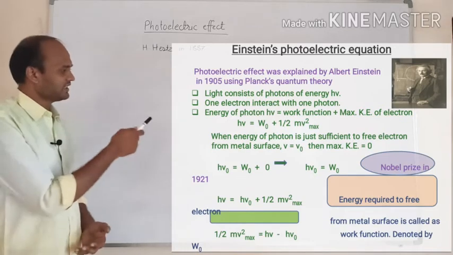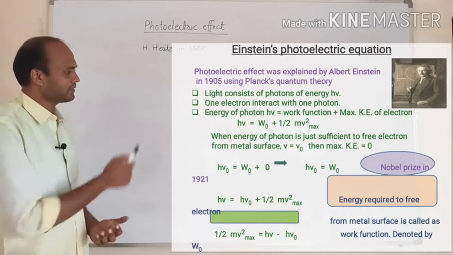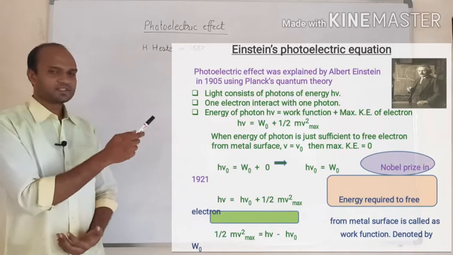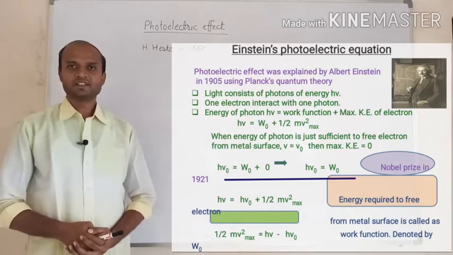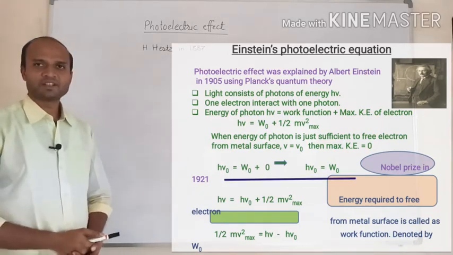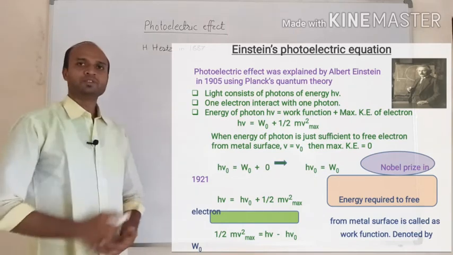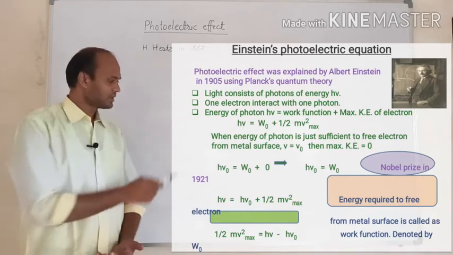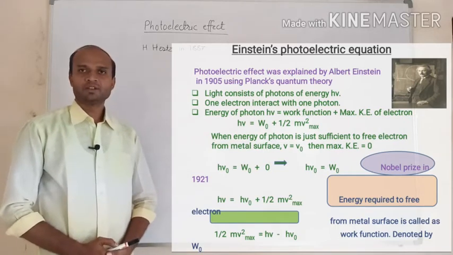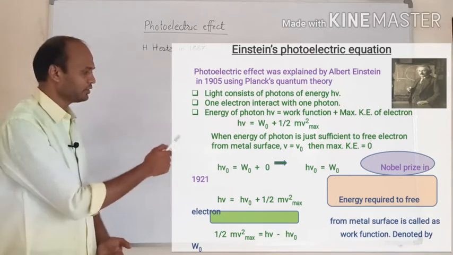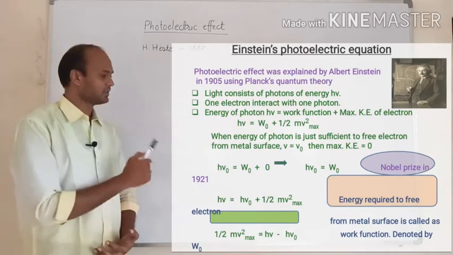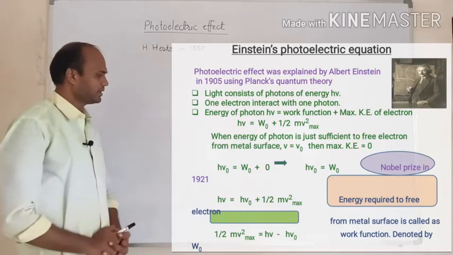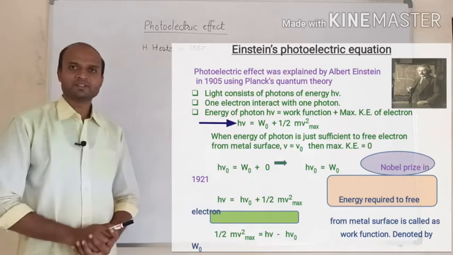So use this condition in the above equation. h nu 0 is equal to W0 plus 0, because the maximum kinetic energy is 0, and therefore the work function W0 is equal to h into nu 0. This is the formula for the work function, which we can use to solve numericals also. That is, W0 is equal to h nu 0, where h is Planck's constant and nu 0 is the threshold frequency. Use this value of W0 in the above equation.